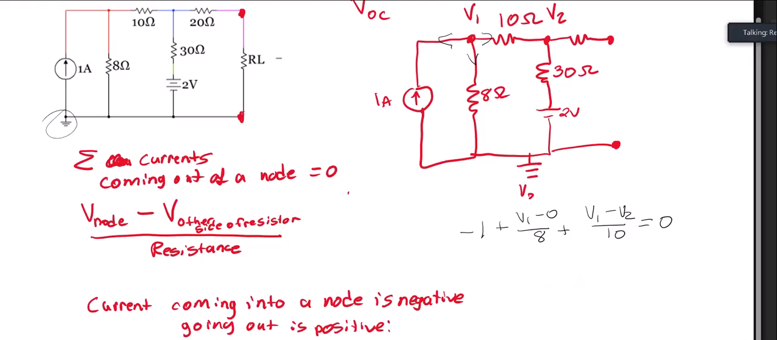And now I'll do my node equation for V2. I'm really bad with making arithmetic mistakes, so please, if you see me making one like y'all did on the last problem, please let me know.